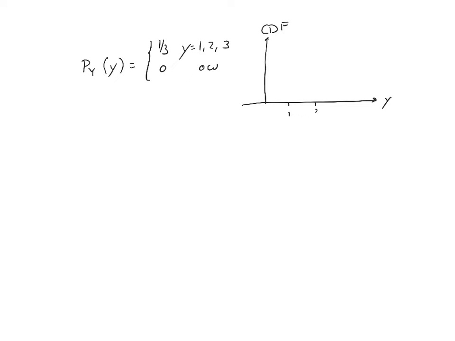1, 2, 3. And the CDF is 0 up until 1. And then it jumps up to 1/3. Then it's flat to 2. This is something we learned a couple weeks ago: a discrete random variable has a CDF that is a staircase function. And these jumps are each of height 1/3.